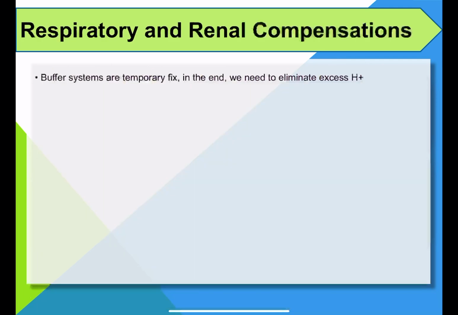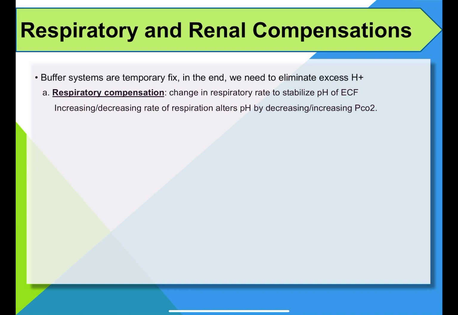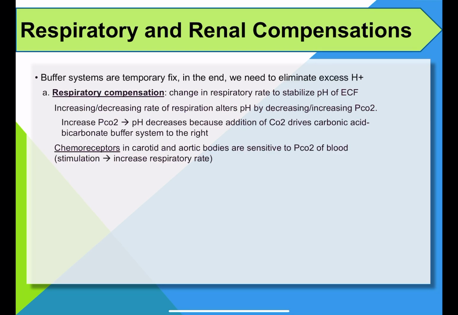All right. Now, all those buffer systems we discussed are just a temporary fix to the problem. Ultimately, we still have to solve the problem of how to eliminate excess hydrogen ions. Now, this involves two different processes, one in the lungs and one in the kidneys. The respiratory compensation involves the change in respiratory rate to stabilize the pH of the ECF. It can increase or decrease the rate of respiration and alters pH by changing the pressure or the amount of carbon dioxide that's in the body.